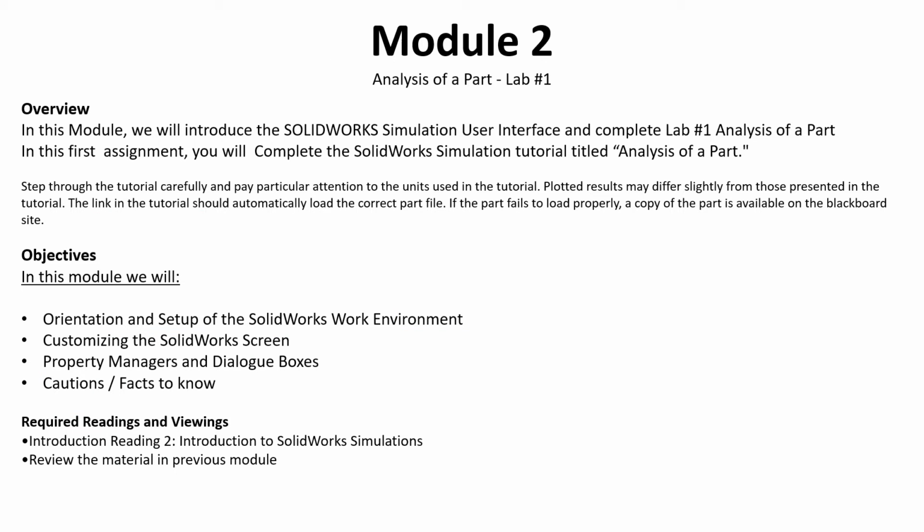So for our module 2, we're going through our first lab, lab number 1, which is the analysis of a part. Now within this module, what we're going to do is introduce the SOLIDWORKS simulation user interface. We're looking at that simulation user interface, and we're going to use this to complete our lab number 1, which is titled analysis of a part. Within this first assignment, you're going to be completing the SOLIDWORKS simulation tutorial. It's a tutorial that you're going to be stepping through, and the title of this tutorial is analysis of a part.